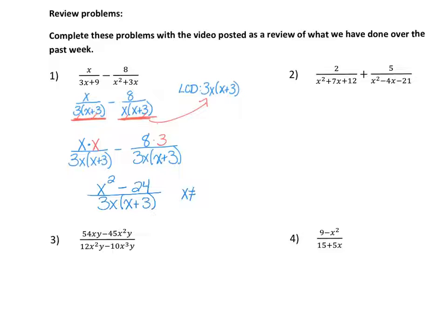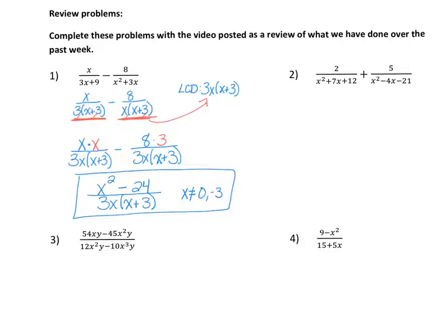So looking at the denominator, the restrictions are always going to come from your LCD. So if you look at your LCD, we have 3x times x plus 3. So our restrictions are that x cannot equal 0. That comes from that 3x portion of the LCD. And x cannot equal -3.